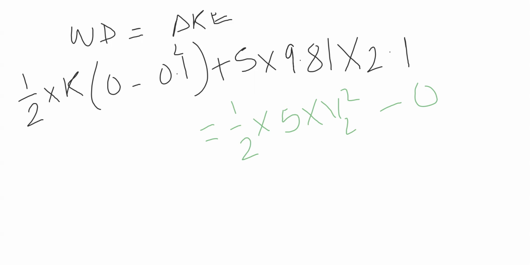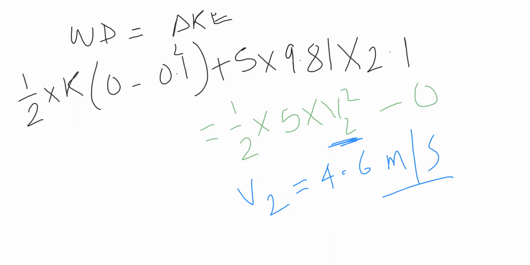Okay, so we can solve this equation and get the value of v2, which gives v2 equals 4.6 meters per second. So that's the velocity of the ball at that particular stage, when the ball has compressed the spring to a depth of 10 centimeters. At that stage, the velocity is v2 equals 4.6.